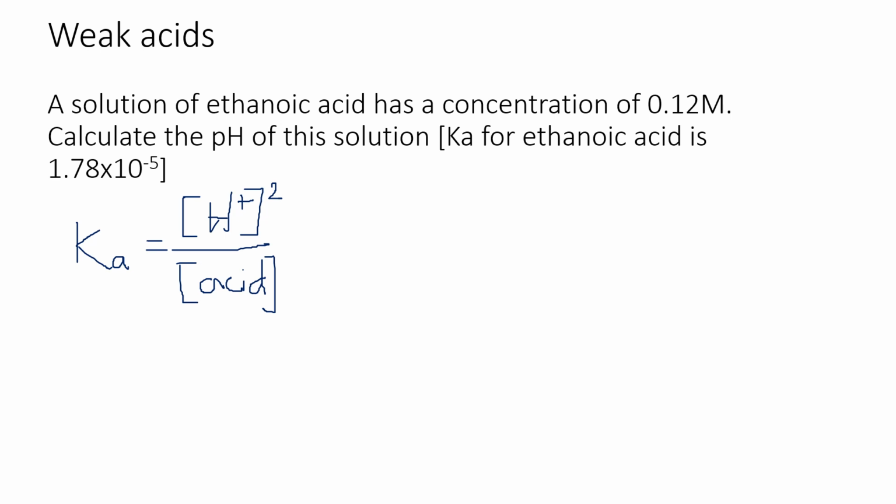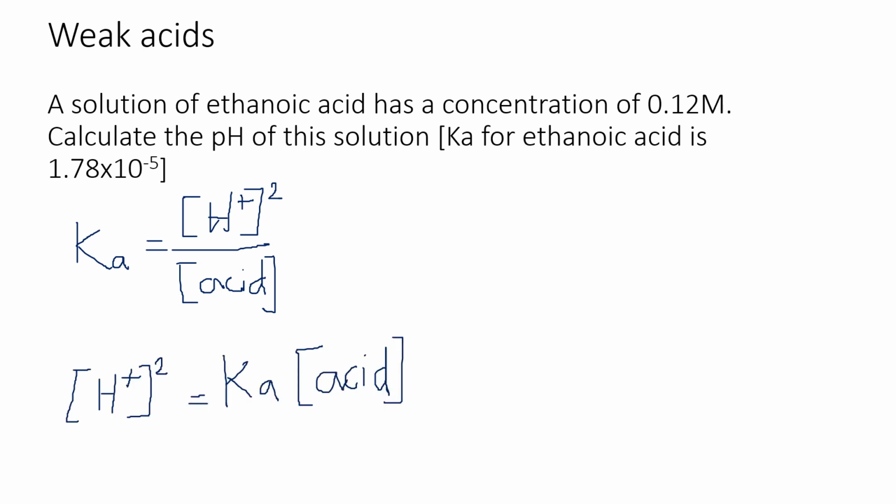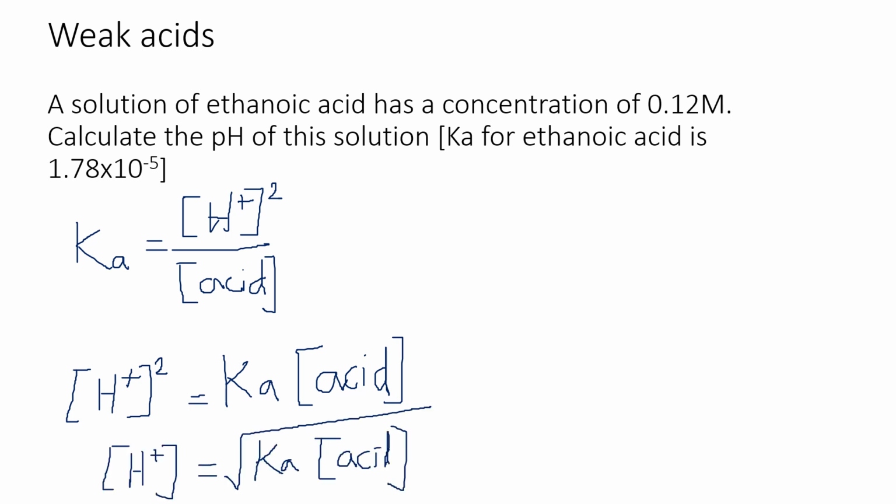So in this situation, we'd start off by saying that Ka equals the concentration of the H plus squared divided by the concentration of the acid. See the earlier section on the video if you're wanting to see where that came from. We then need to rearrange this equation to make H plus the subject. So we start off by saying that H plus squared is equal to Ka times the concentration of the acid. However, we want to have H plus on its own, and it's currently squared, so we have to square root both sides of the equation. And therefore we can say that the concentration of H plus is equal to the square root of Ka times the concentration of the acid.